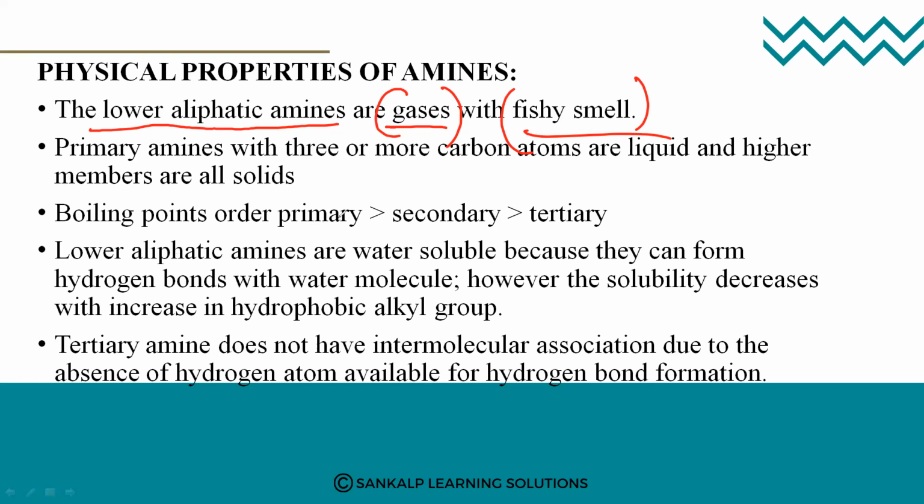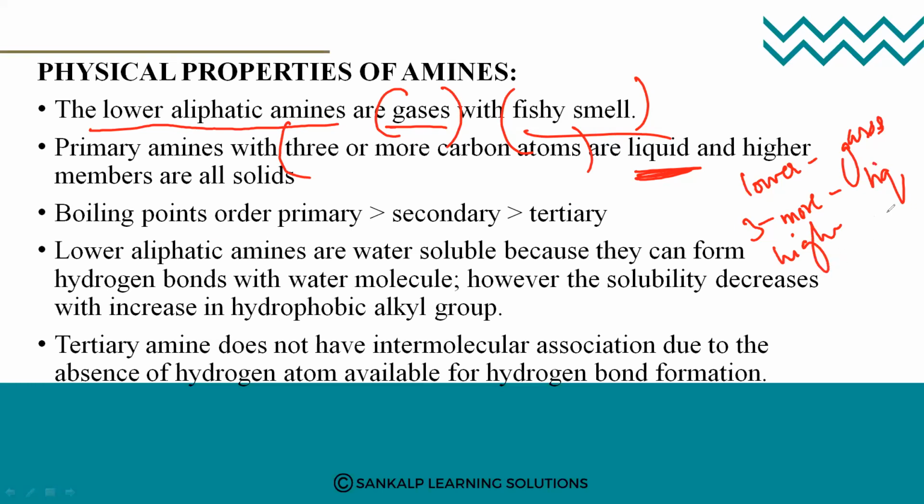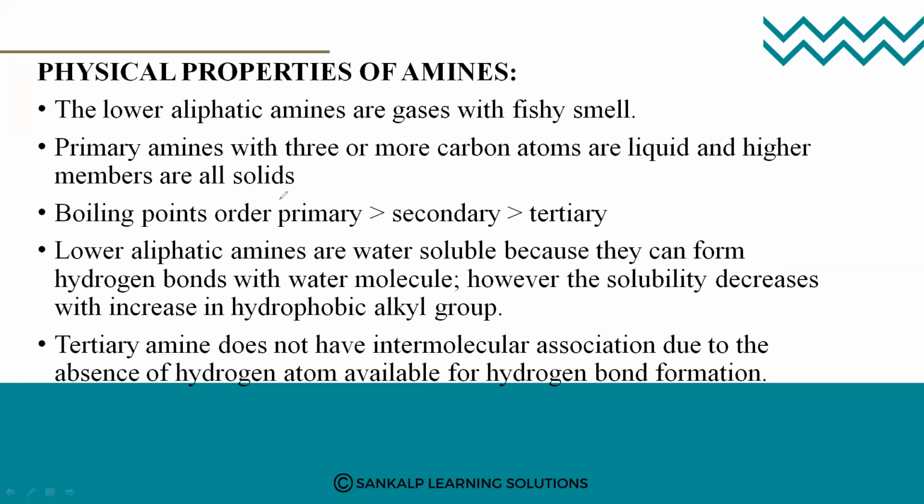Primary amines with three or more carbons, the middle ones, are liquid in state. The lower aliphatic amines are gases. The higher ones, with more than maybe five or six carbons, are solid in state. So this is the state of the aliphatic amines. Next, boiling points. The boiling point of primary amines is greater than secondary and then tertiary.